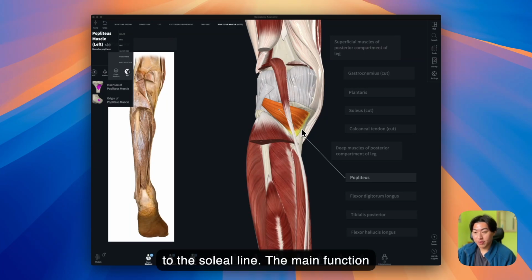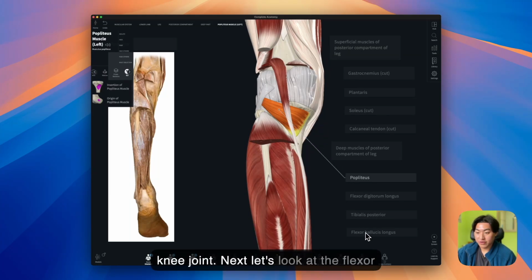The main function of the popliteus is to unlock the knee for knee flexion. This is important because when the knee is fully extended, the condyles of the femur fit into the concave plateaus of the tibia. So if you don't unlock this joint, then the knee cannot continue with knee flexion. The secondary function of the popliteus is for knee flexion because of how it runs across the knee joint.